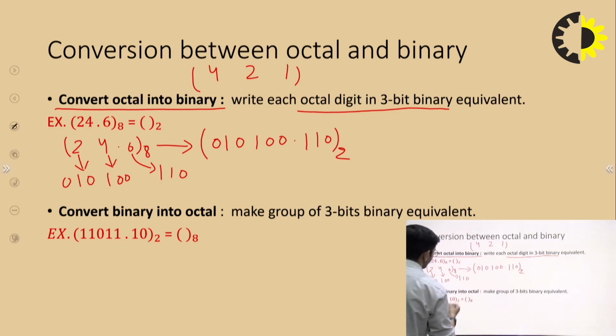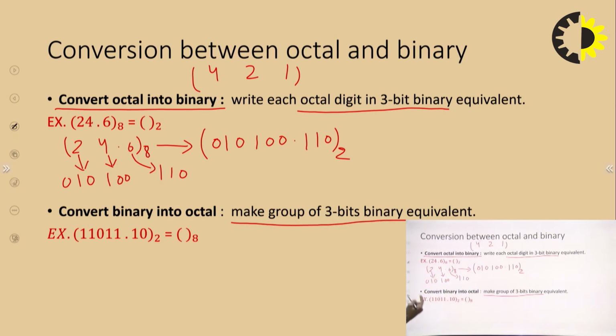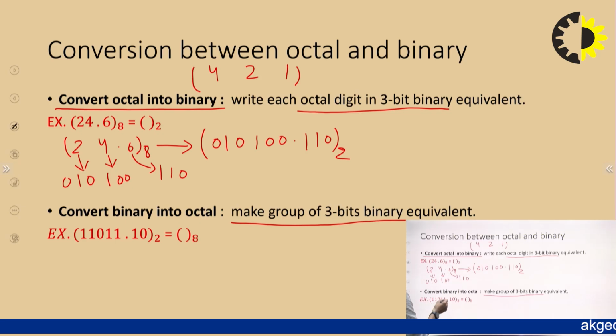How can we convert binary into octal? Make groups of 3 bits, because this is the octal number system, so we take only 3 bits at a time. Before the decimal point, as I told earlier, we move from right to left, and after the decimal point we move from left to right. So we pair the 3 bits. If I pair these 3 bits, there are only 2 bits left, so we can append a 0 before it.